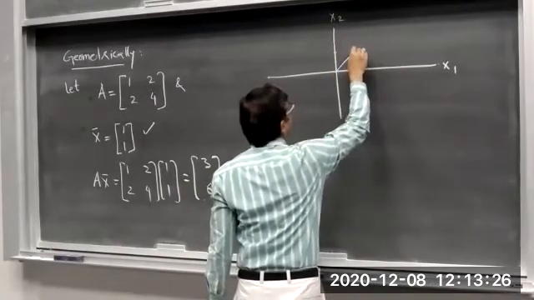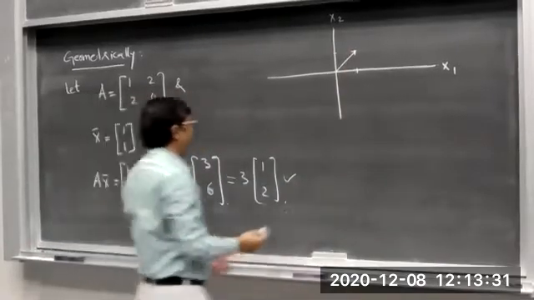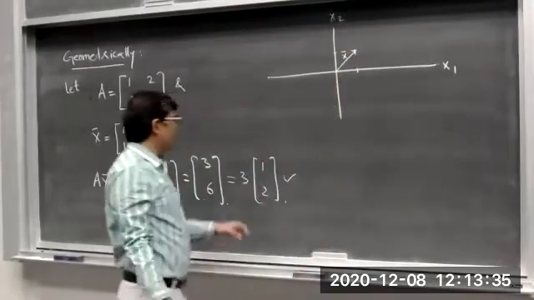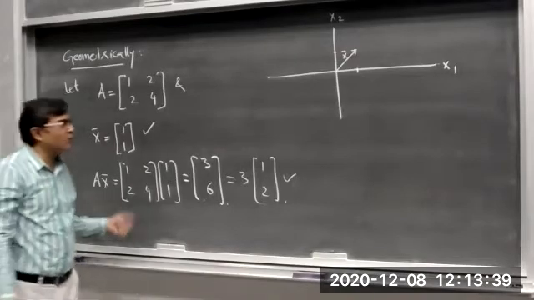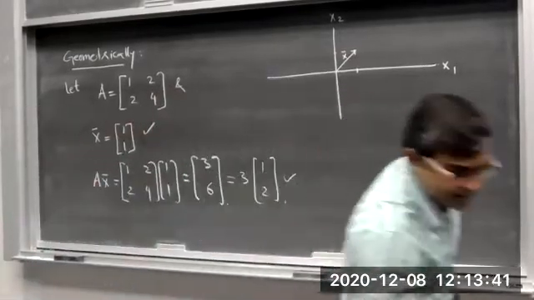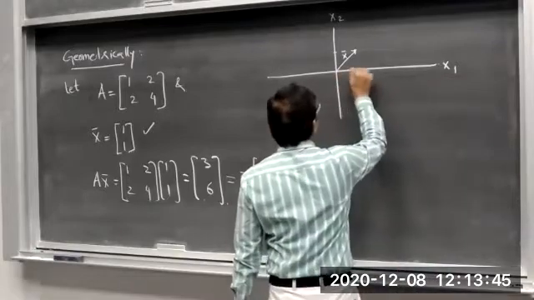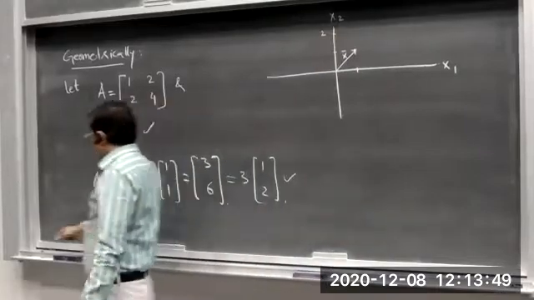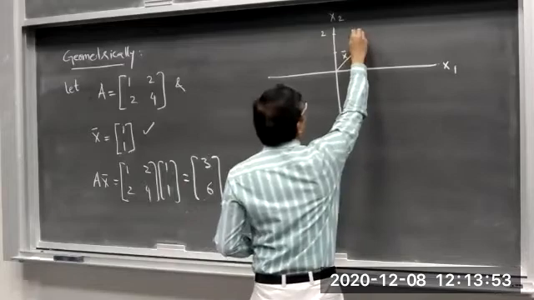It will come here. So this is this vector. This is your X vector. Now, after multiplying A with X, what do we get here? [1; 2] times 3, which is X1 and X2 here. Now, this vector is this one.